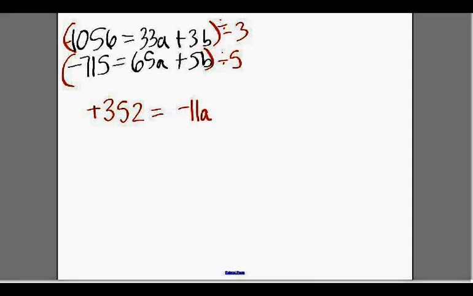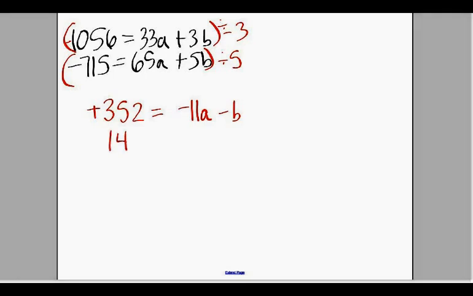I'm going to get -11a and -b, excuse me, because I'm dividing it by 3. And I'm going to do the same thing with the bottom, but now, of course, I'm dividing by +5. So 715 divided by +5 is 143, and that's now still negative because I'm dividing by positive. And dividing 65, I get 13 A's and 1 B.